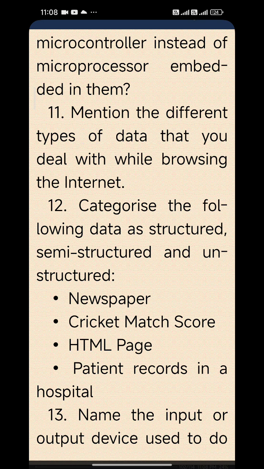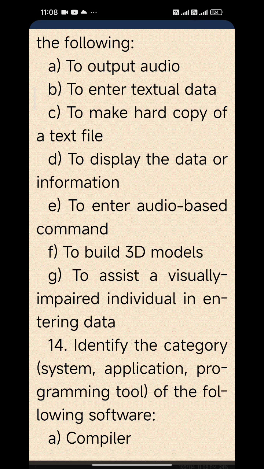13. Name the input or output device used to do the following: A. To output audio, B. To enter textual data, C. To make a hard copy of a text file, D. To display the data or information, E. To enter audio based commands, F. To build 3D models, G. To assist a visually impaired individual in entering data.